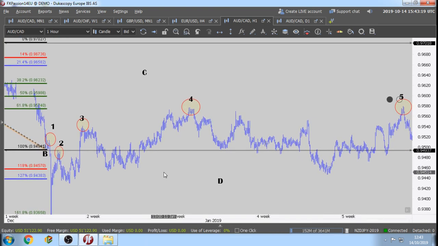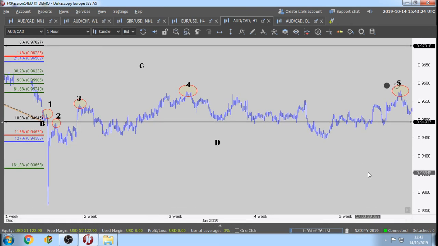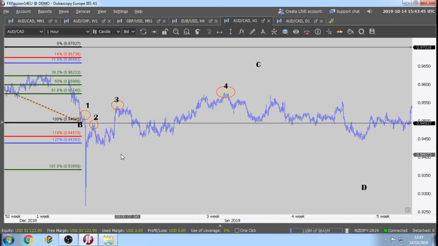Number 1, number 2, number 3. Which one is the C? 1 for me. Akko says 3. Miguel says 5. Victor 1. Everybody, number 1 is the correct answer.